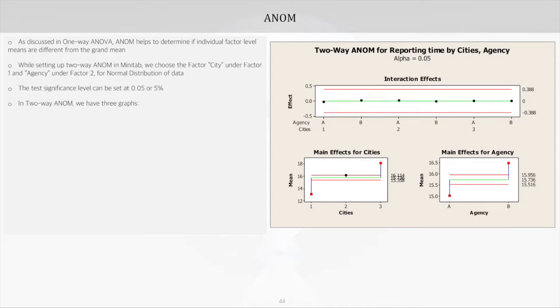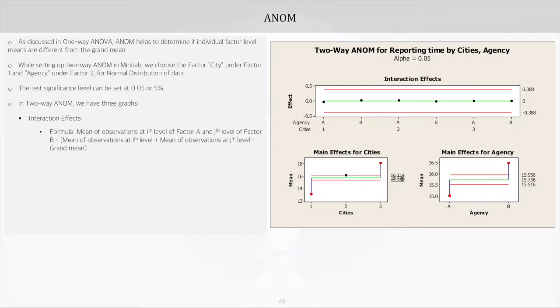We choose the alpha or significance level at 5%. Now, in case of two-way ANOM, we have 3 graphs. First, to check is the graph on interaction effects. The interaction effect at each combination of the two factors, one is city and the other is agency.